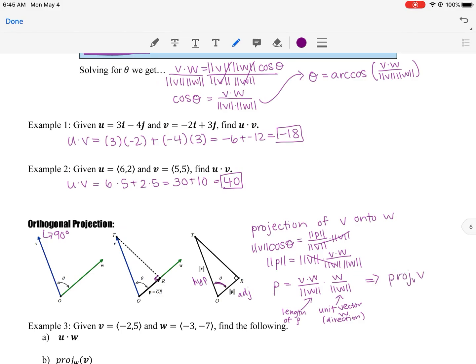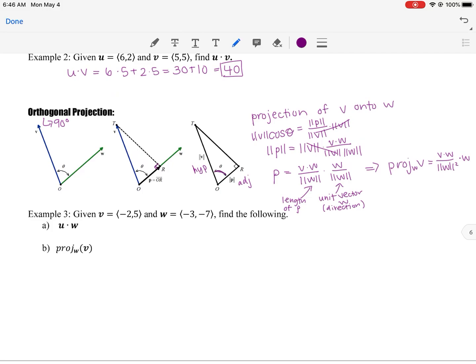of v onto w, and that's the notation we usually use, equals, I'm going to leave v times w together because that's the dot product, and that's probably easier to do than v times w squared, all over the magnitude of w squared, times the vector w.